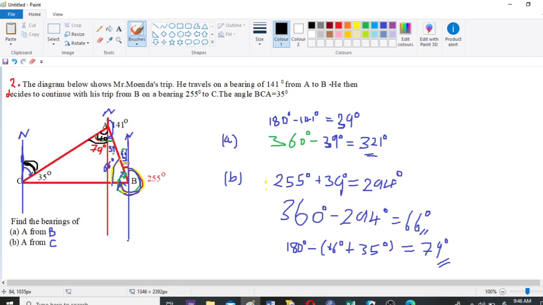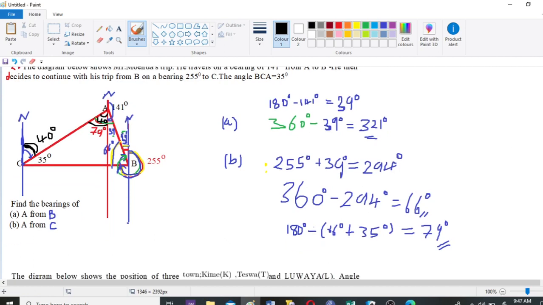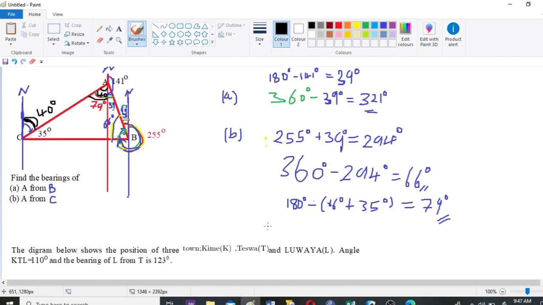So what are we going to do now? Since they are alternate interior angles, this angle is also 40 degrees, which is the bearing we are looking for. So finally, the bearing of A from C is equal to 040 degrees. You put a 0 in front since this is a bearing. Hope you're able to see what we did.